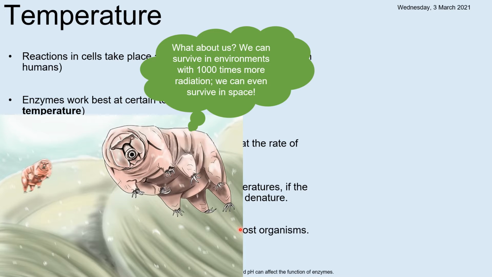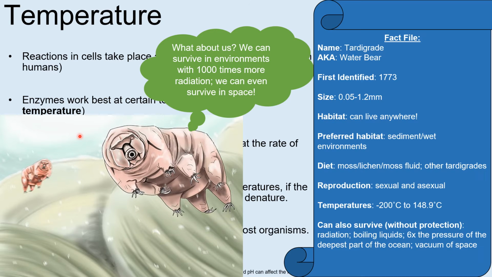But what about these guys? These can survive in environments with 1,000 times more radiation, and it says we can even survive in space. These are little tardigrades, very small little creatures. They are also called water bears. They were first identified in 1773. Their size is 0.05 to 1.2 millimeters. So if you get a ruler out, you can see it is minuscule.